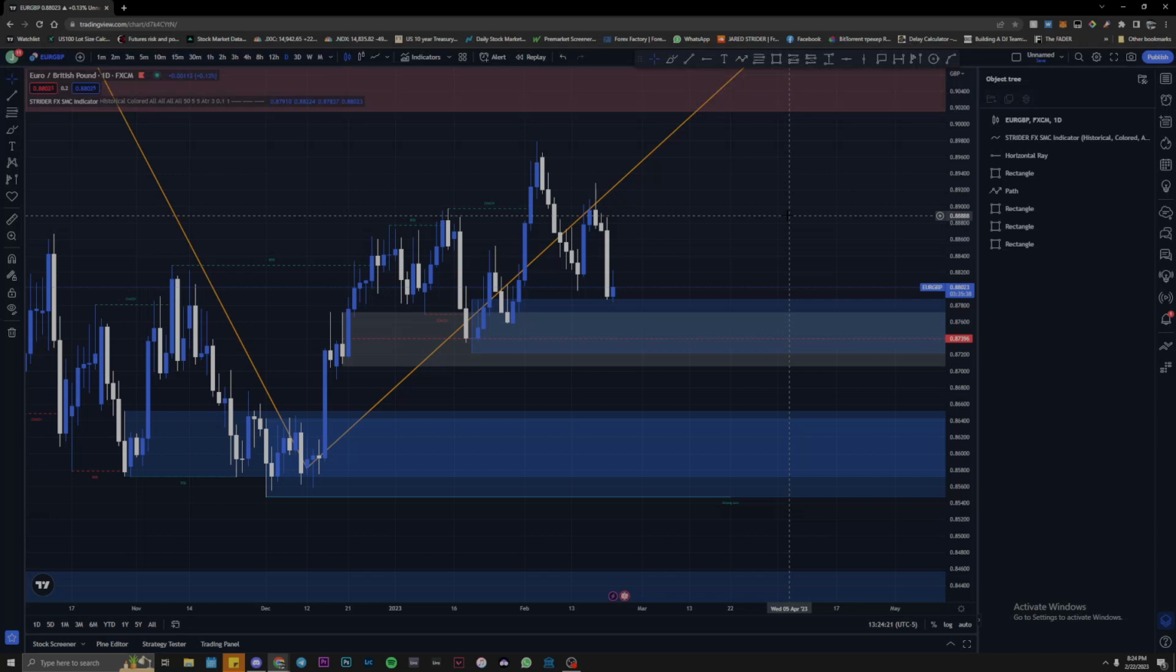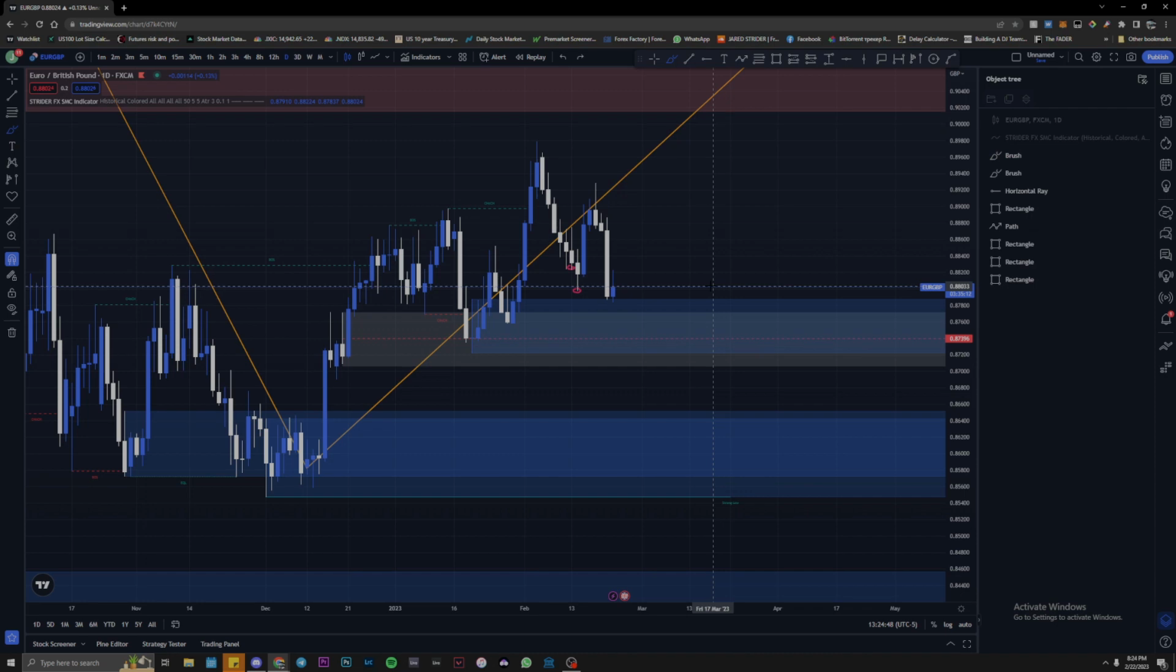So I don't mean to cause confusion, but would a change of character not be where the red arrow is? No, because the yellow arrow is where there's a low. Remember, what constitutes a low is a higher close candle to the right and to the left. So that is a low.